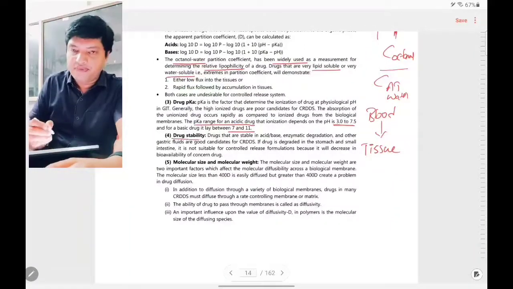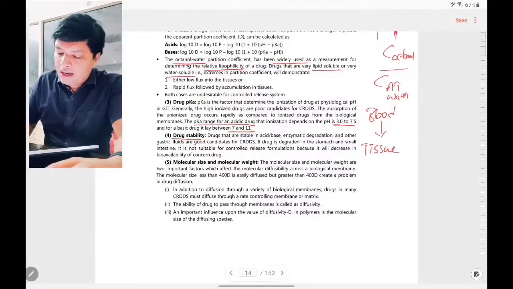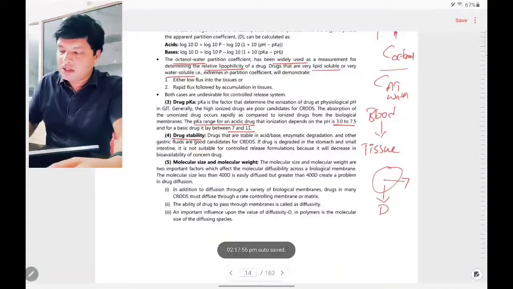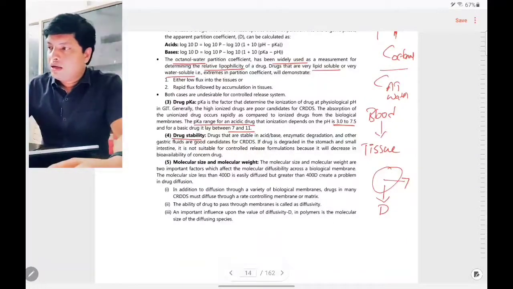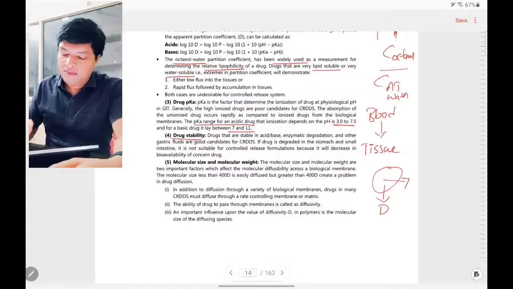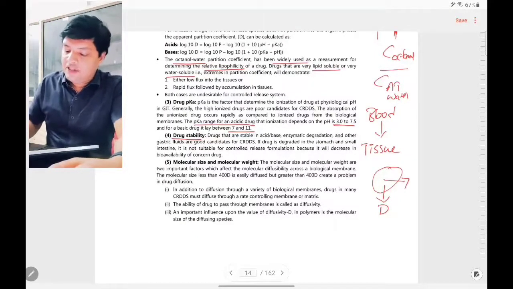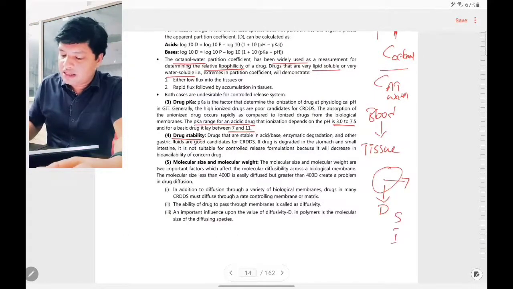Then drug stability. Now I told you I can only control the release of the drug from the dosage form. When the drug is going to come out from the dosage form, there are enzymes in the stomach as well as the intestine. If this drug is reacting with the enzymes.